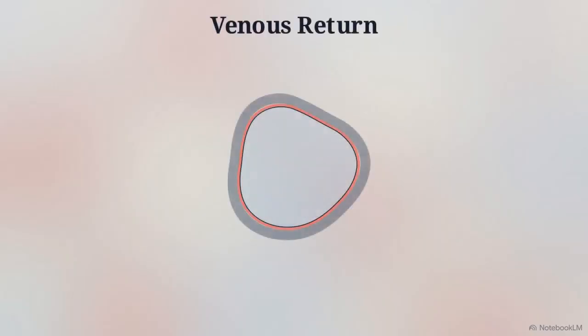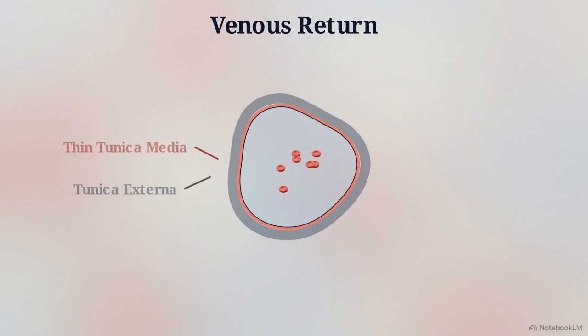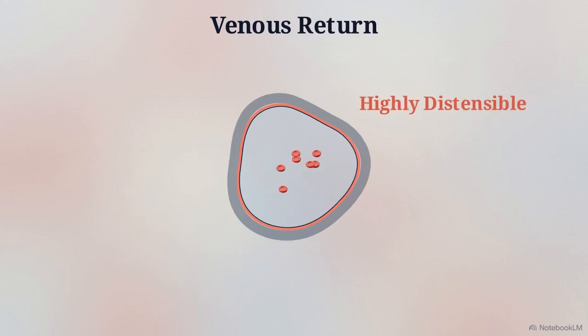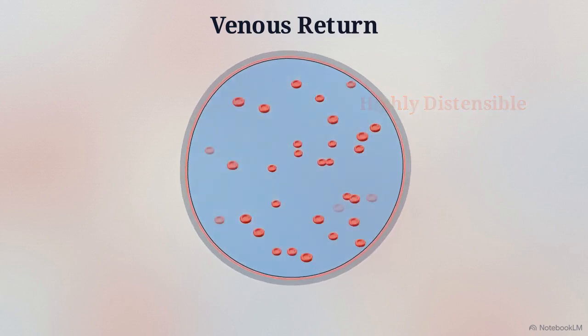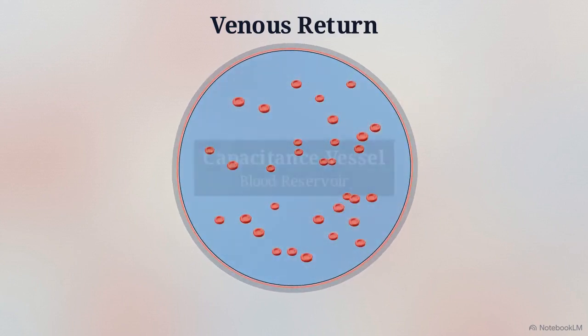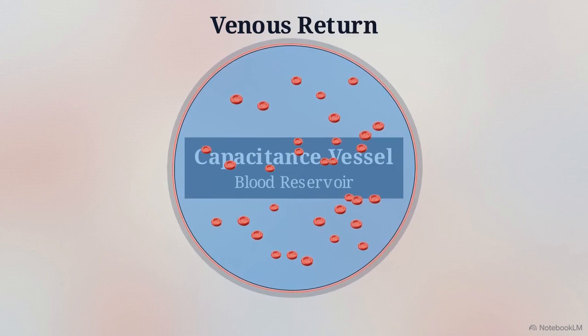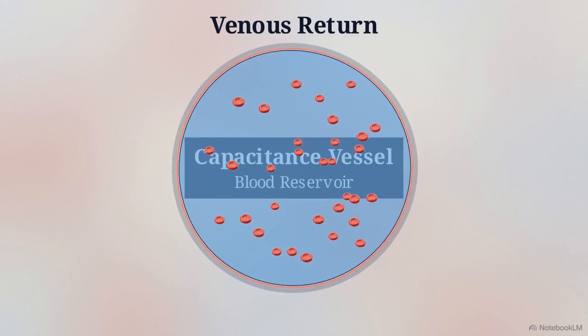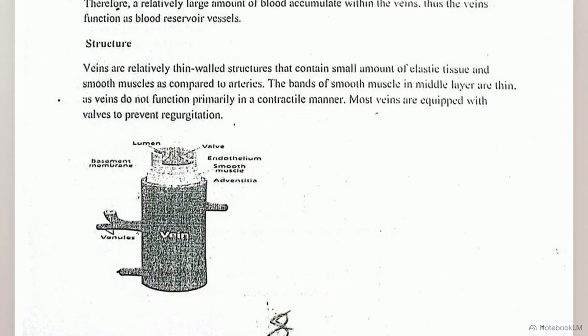Once exchange is complete, blood moves into veins, returning toward the heart. Lacking a thick tunica media, veins are highly distensible rather than contractile. They expand as blood accumulates, acting as high-volume capacitance vessels, functioning as the body's blood reservoirs. Returning blood to the heart against gravity under nearly zero pressure is a mechanical challenge.